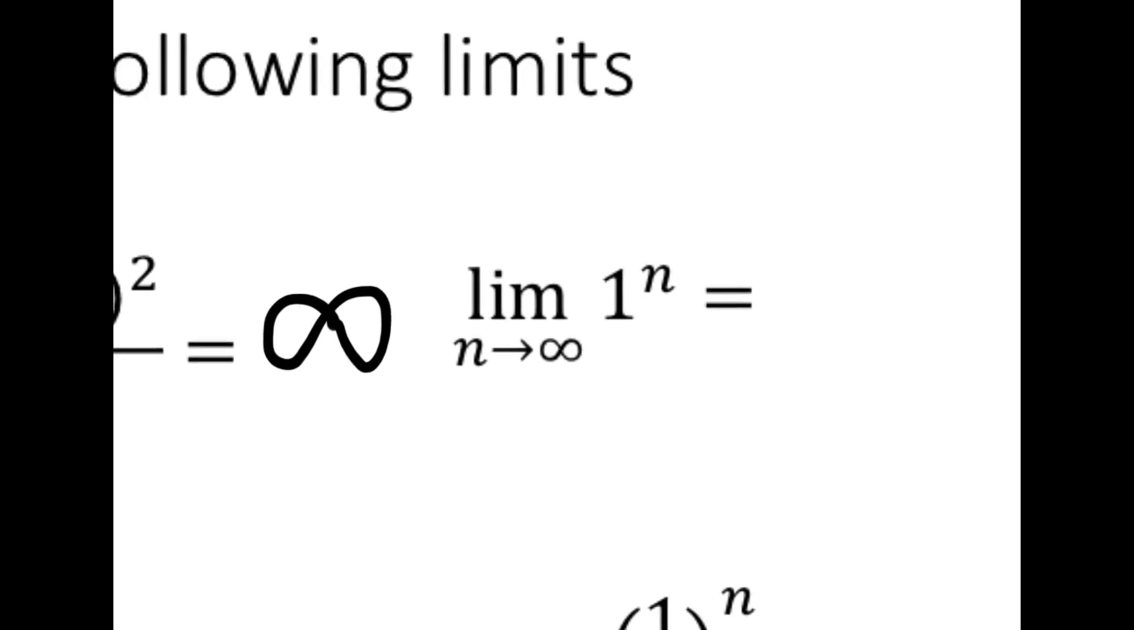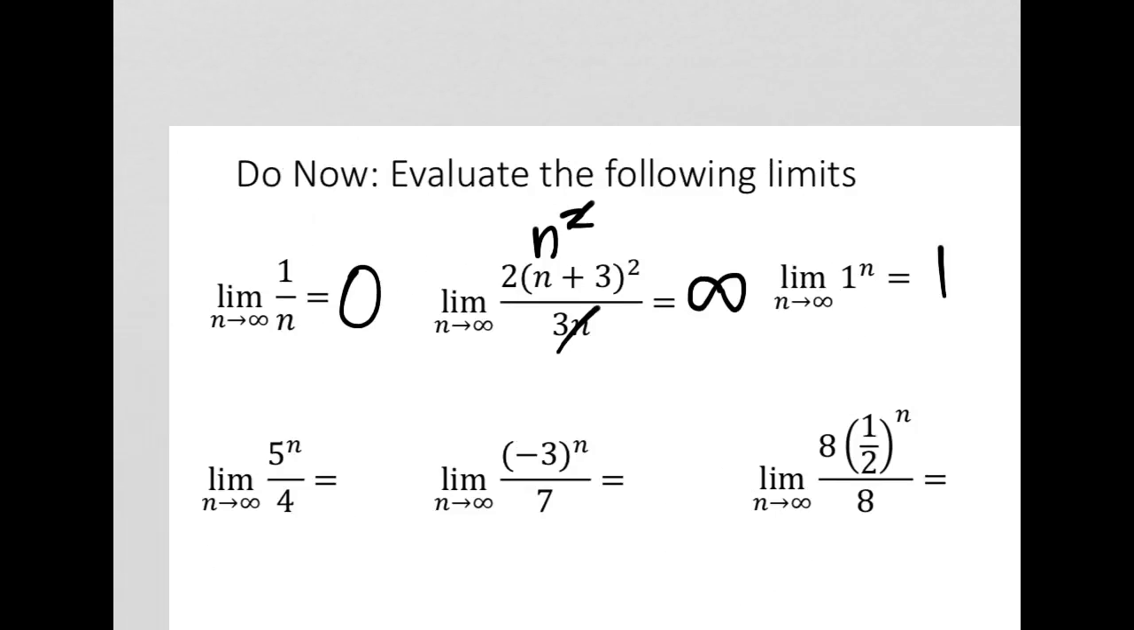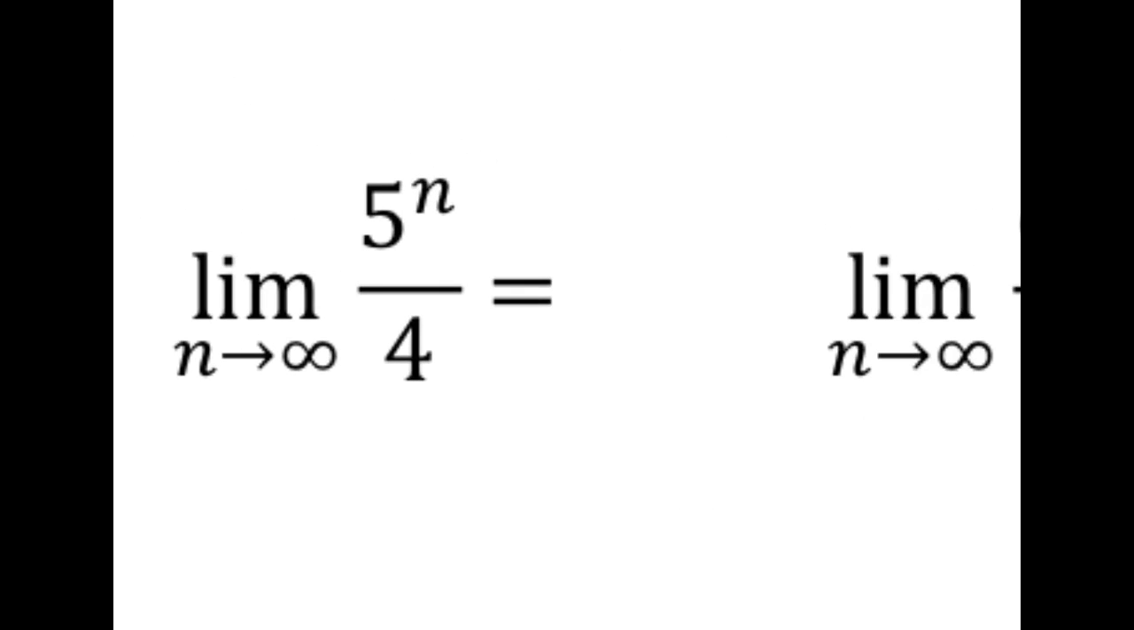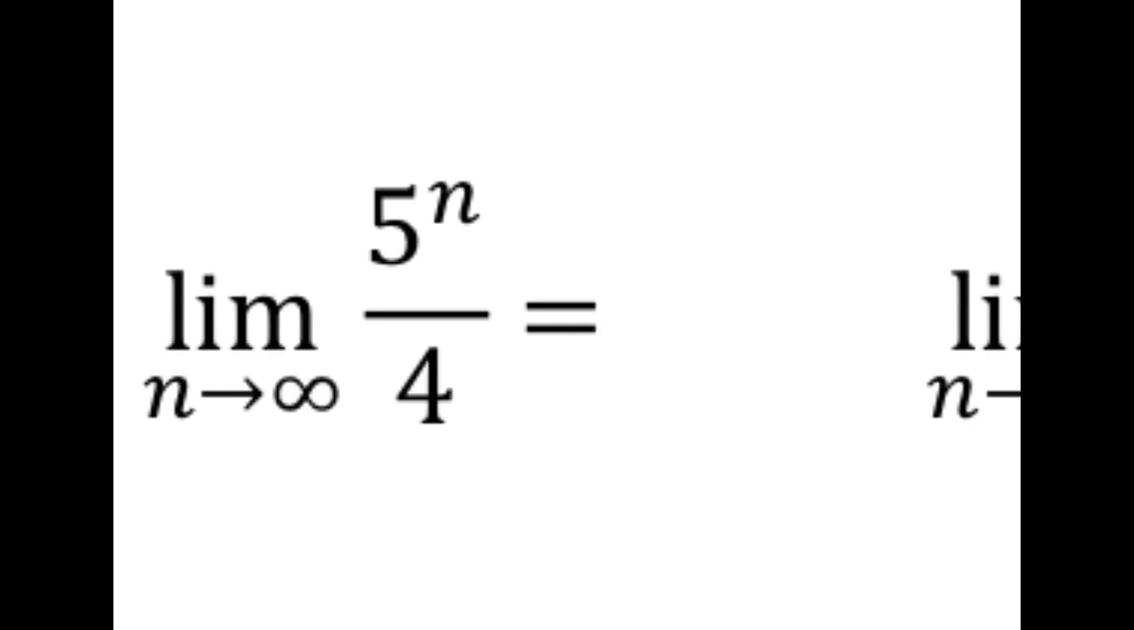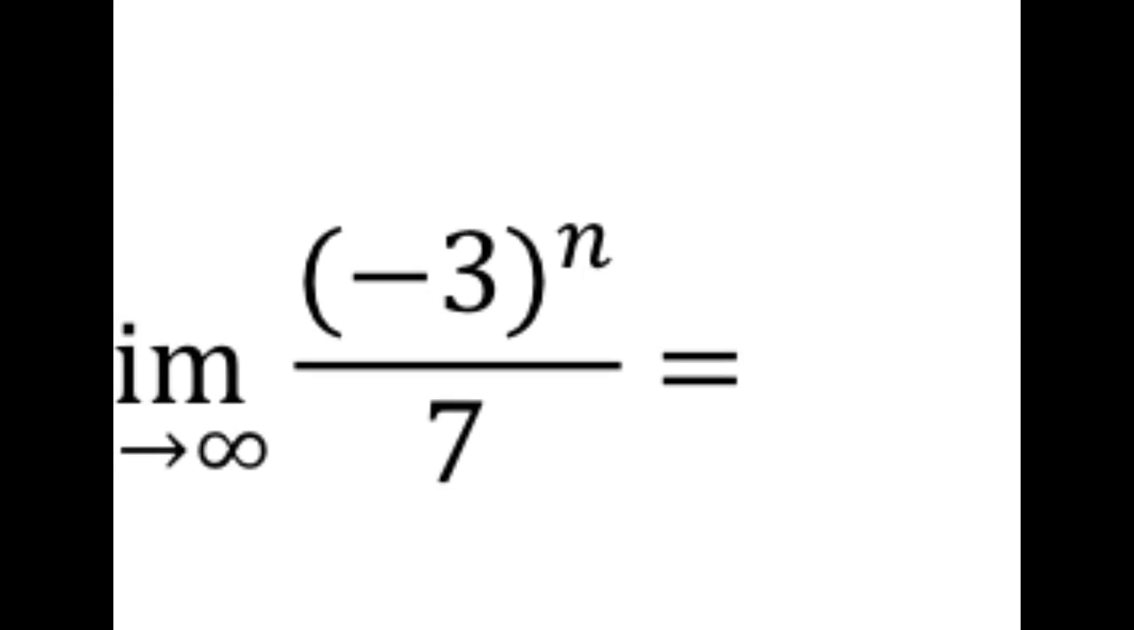This next one here, 1 to the n, well, it doesn't matter what n is. If the base of that exponent is 1, this limit is just going to be 1, so that's not very exciting. 1 to the 100 millionth is still 1. Well, what about this guy right here? 5 to the n over 4? Well, 5 to an increasingly large exponent is going to get bigger and bigger and bigger, and so this limit is also infinity.